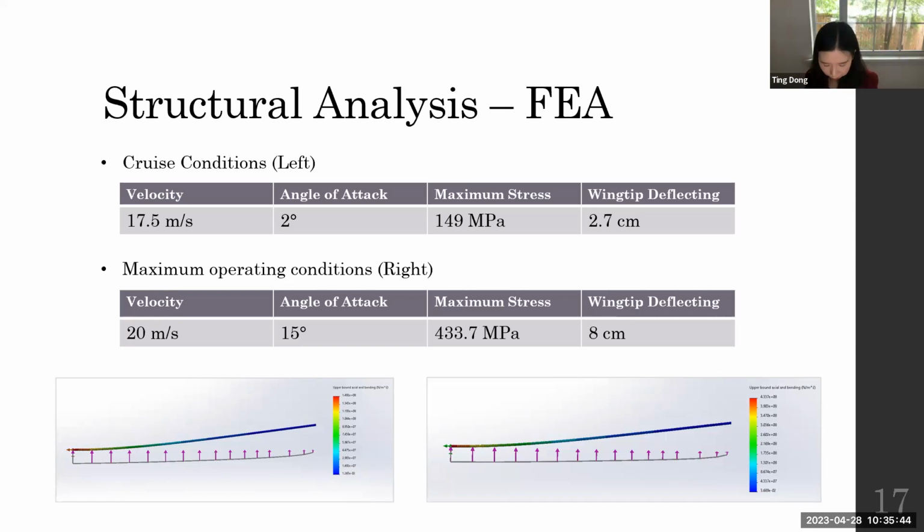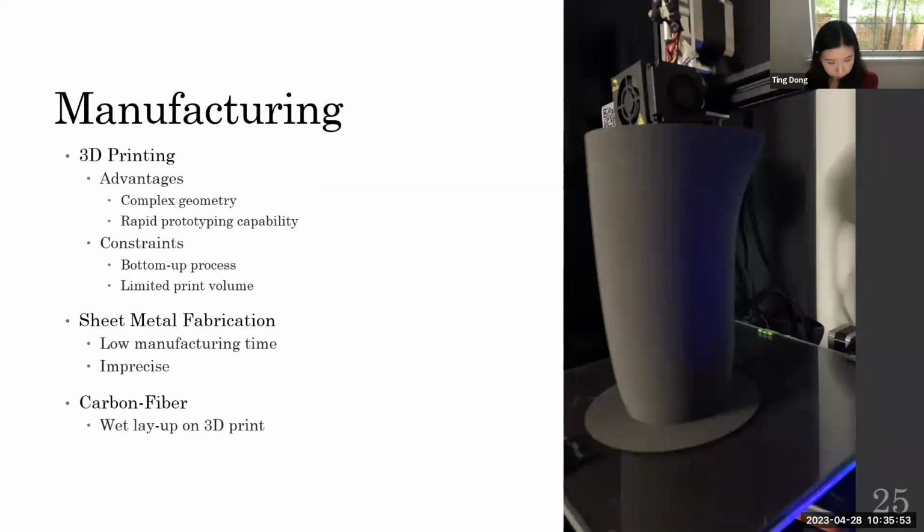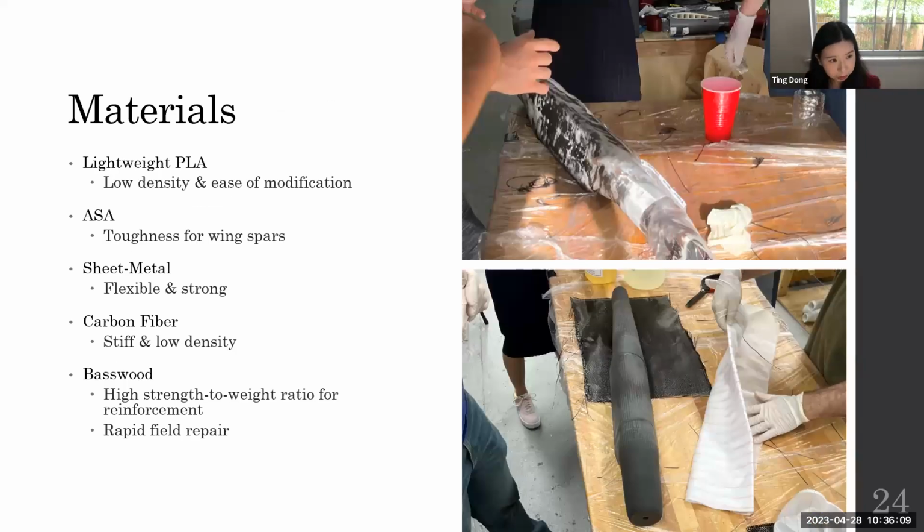And for page 25, oh, I use the one you uploaded yesterday. Let's see. The materials, probably the page number changed. Yeah, ASA. So this one, you said you used the ASA for the wing spar?